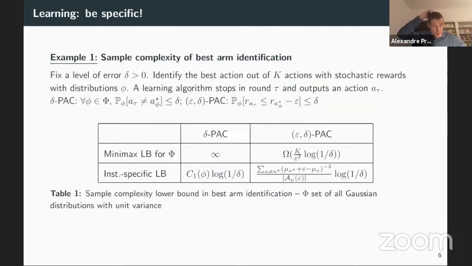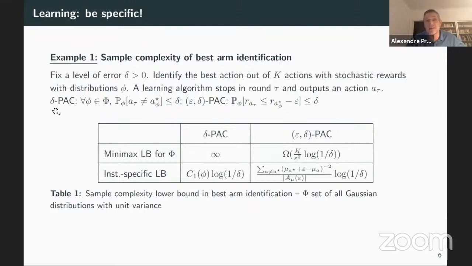To further illustrate the problem of the minimax approach, you can look at the problem of best arm identification and at what its sample complexity is. Best arm identification is the problem where you have K actions that are completely unrelated, with stochastic rewards. These rewards are parameterized by some distribution phi. A learning algorithm consists in selecting, round after round, an arm, observing the corresponding reward. After a while, you think that you gathered enough information, so you stop in round tau.